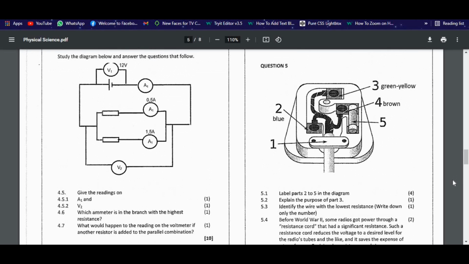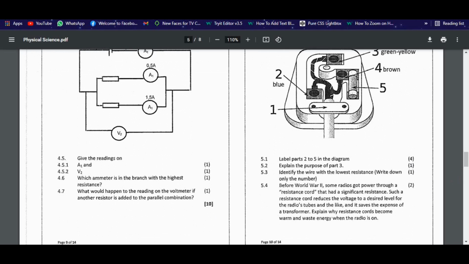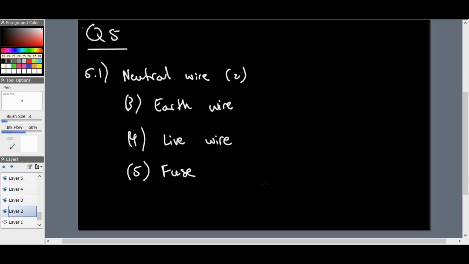We can explain the purpose of part 3. Now, part 3 was the earth wire. So I'll kind of bring 5.2 into this part as well. Let me just give an explanation here. Someone please explain the earth leakage. What is it for? What does it do?